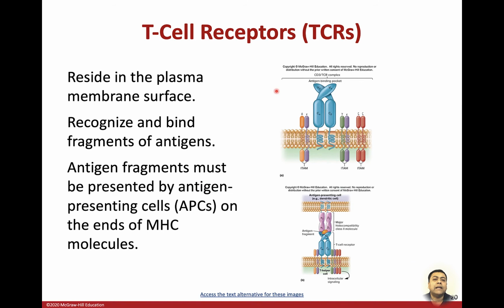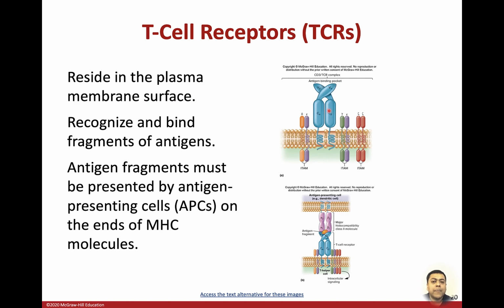So here we are looking at the T cell receptors, or the TCRs. This is very important. Remember that we already talked about what presents the antigen to the T cell receptors. Remember that that is a separate thing, which is the major histocompatibility complex 1 and 2. Those are the specific types of structures which will present the antigen to the T cell receptors. So they reside in the plasma membrane, and you can see that this is the structure.